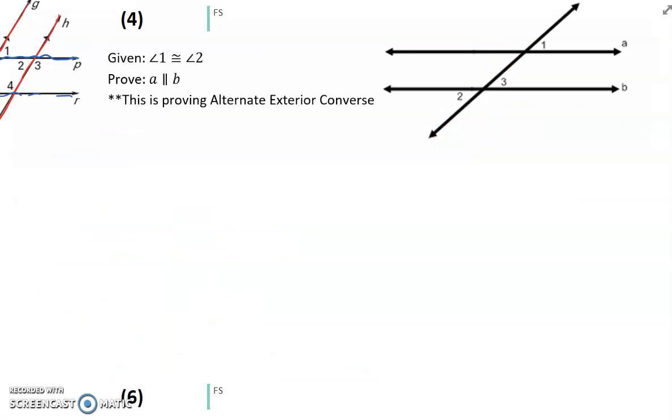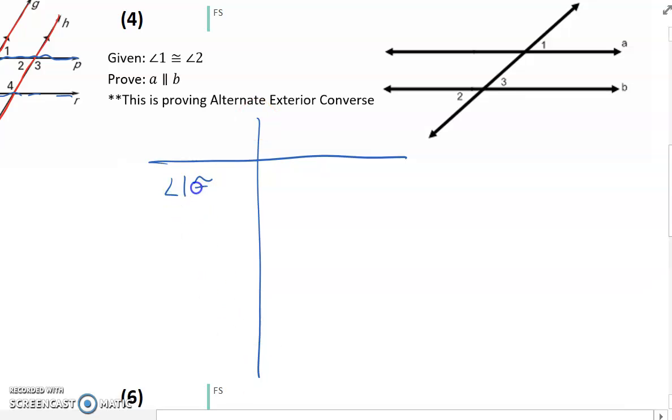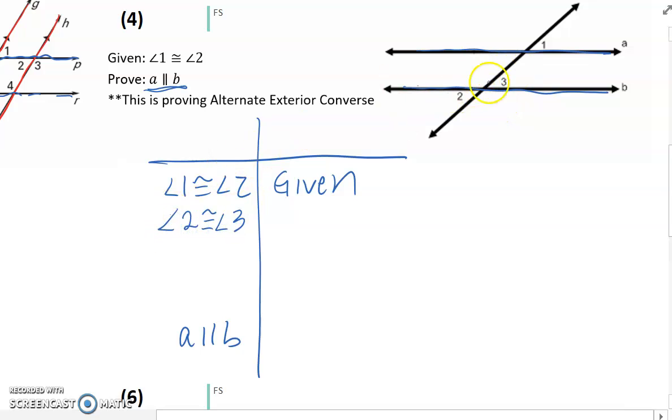All right, this is the last one we're going to do, and this is actually proving the alternate exterior converse. All I tell you is angle 1 is congruent to angle 2, that's given. I don't have any sets of parallel lines yet. I'm trying to prove A is parallel to B, so I can put that down here. In order to prove them parallel, if I can get angle 1 to be congruent to angle 3, then I can say the lines must be parallel. So all I can do, though, is say angle 2 is congruent to angle 3.